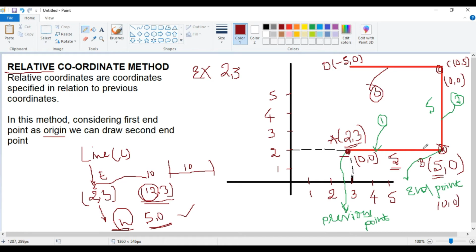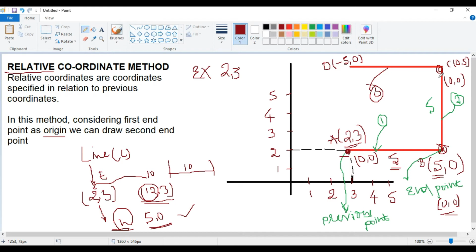This is the first point, this is the second point. And again, to plot the second line, number 2, this will become your previous point. So this will again become your 0 comma 0, right? The origin point. To draw this line, this will be the origin point. So this origin point is nothing but 0 comma 0.